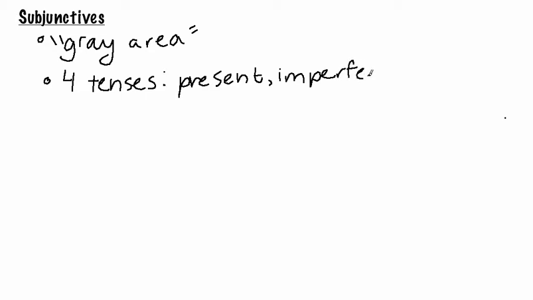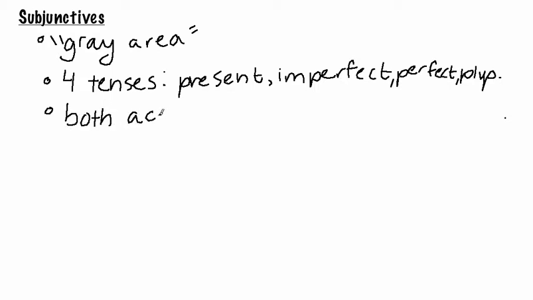Also, there are 4 different tenses of the subjunctive. There aren't 6 like the indicative, but 4 tenses, and there is present, imperfect, perfect, and finally pluperfect. And I'll just abbreviate that. And it also exists both in active and passive forms. Both active and passive.